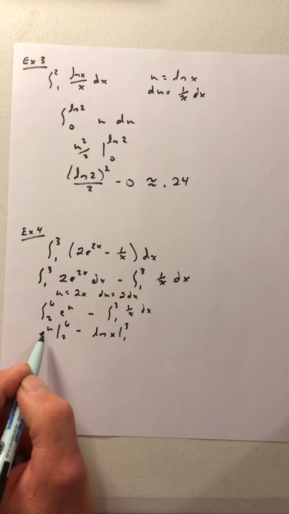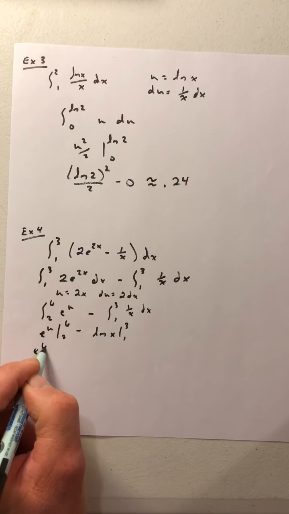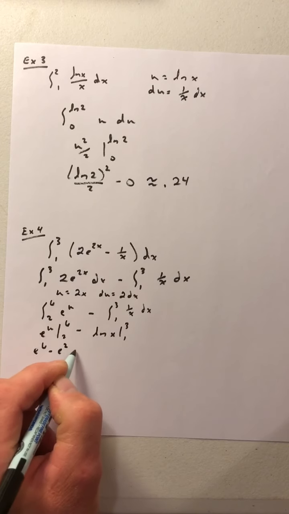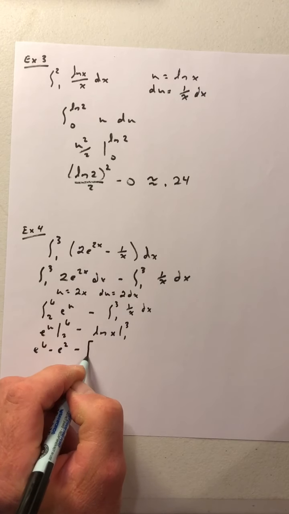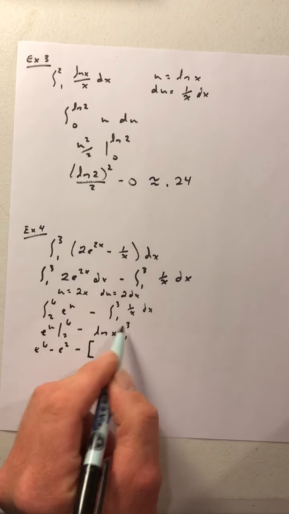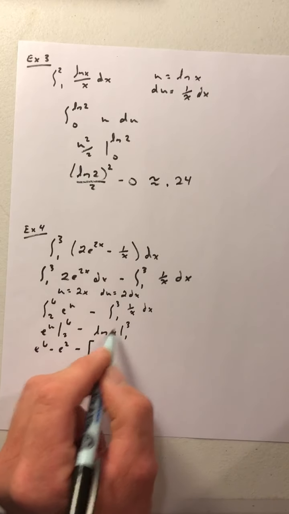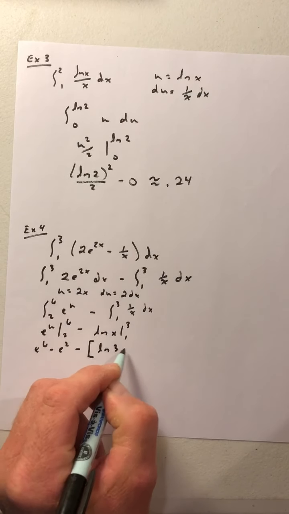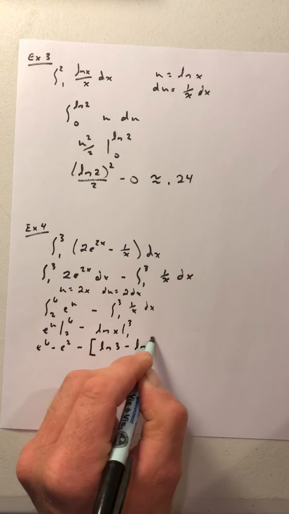I'm going to go ahead and find now my value. So I have e to the 6th minus e squared minus, I'm going to put this in brackets. So I'm going to take the net, because I'm subtracting. I'm going to plug 3 in, so I have the natural log of 3 minus the natural log of 1.